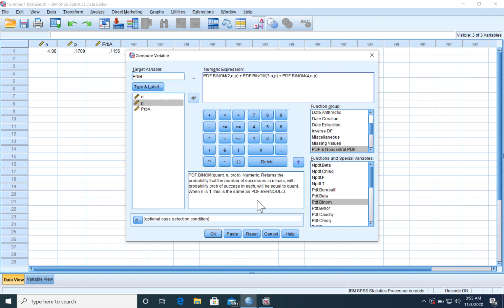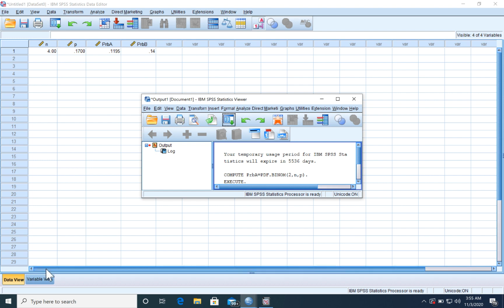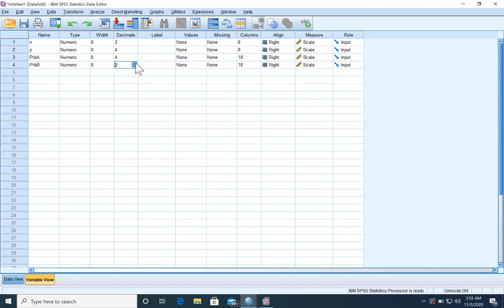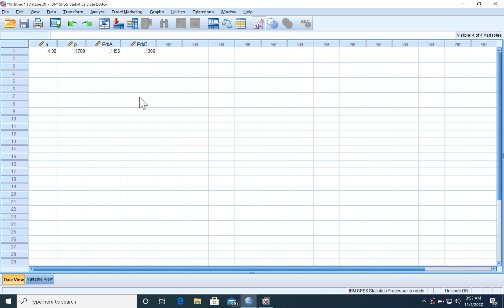There we go. Alright, so we'll click OK, and it should display it in my data file. And again, if I want more decimal digits, I can just go here and request more decimal digits. So there we go. Now, this one is actually exact. This probability, when we did it without SPSS, rounded to 3 decimal digits, was 0.137. If you round this to 3 decimal digits, it will match.